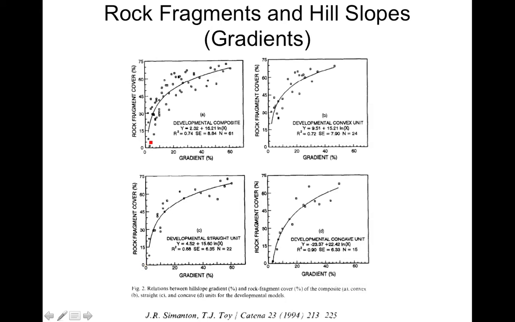And generally speaking, these guys found this type of behaviour. So on low slopes, you had low rock fragment cover. On steep slopes, right, you had high rock fragment cover, up near 75%. And that happened across a whole range of different hills, right? It had this general logarithmic relationship. Now, not all hills behave like this. This was from some region. This is from a particular region. You can find different types of relationships in different areas.